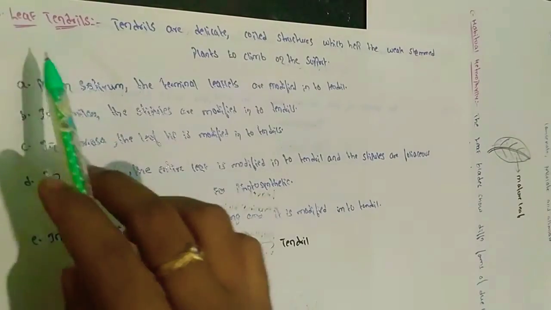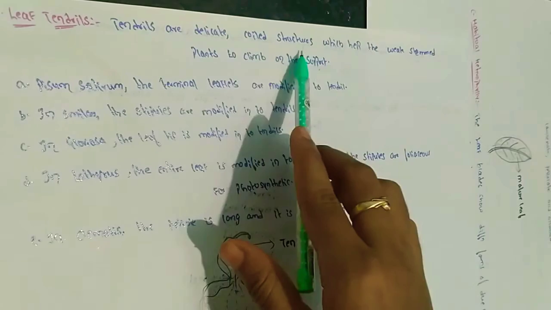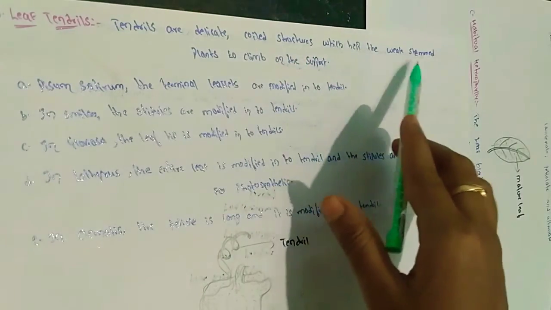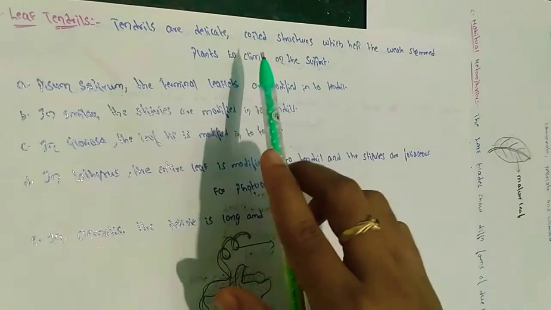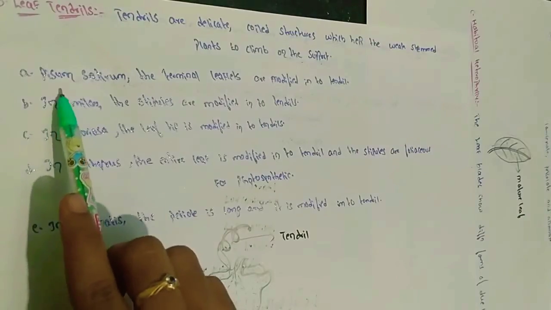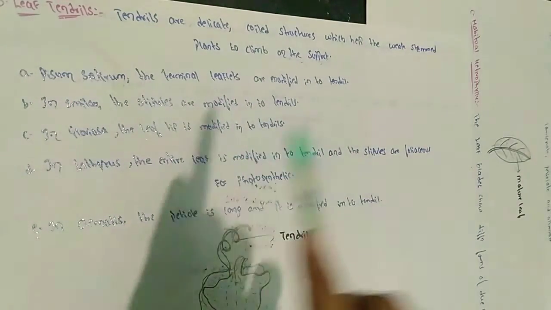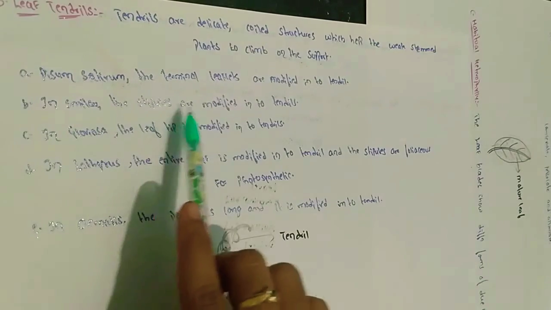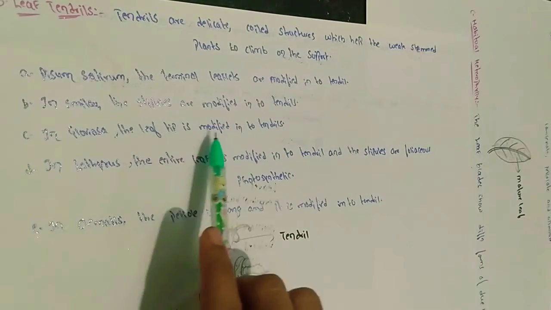Fifth type, leaf tendrils. Tendrils are delicate, smooth, coiled structures which help weak-stemmed plants to climb on a support. In Pisum sativum, the terminal leaflets are modified into tendrils. In Smilax, the stipules are modified into tendrils. In Gloriosa, the leaf tip is modified into a tendril.